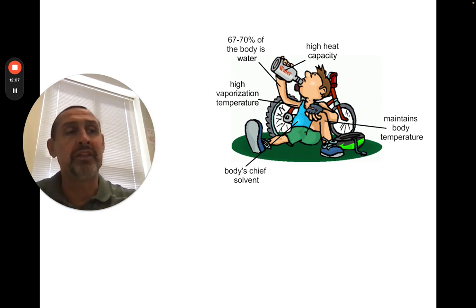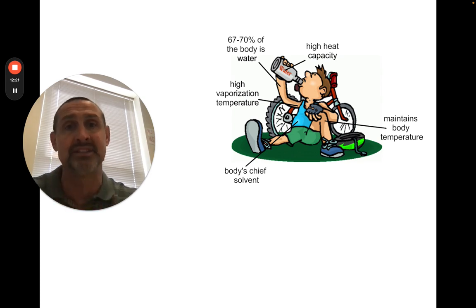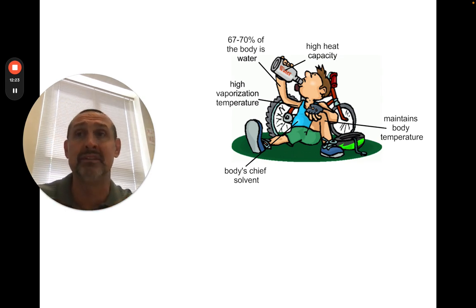Well, in the human body, there are organic substances and inorganic substances. Carbon is foundational to organic substances, whereas inorganic substances are normally simple molecules that don't have much in the way of carbon. Water is a great example of an inorganic substance. Your body is made of 67 to 70% water. Water has a very high heat capacity. That is, it stores a lot of heat. It also helps to maintain your body temperature.